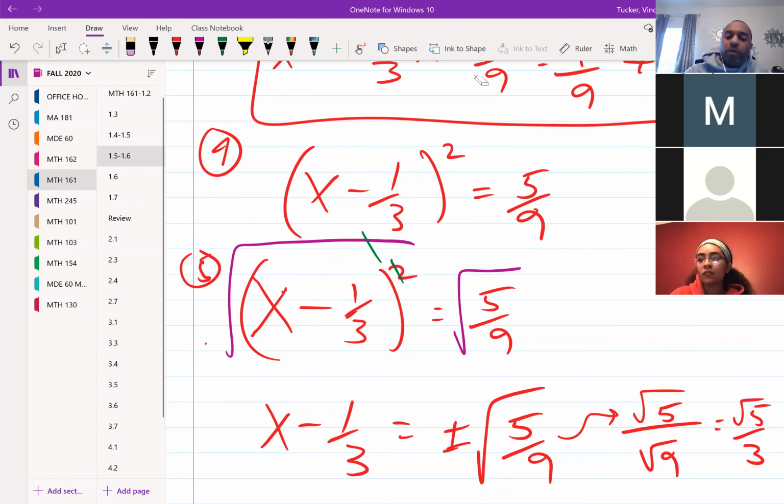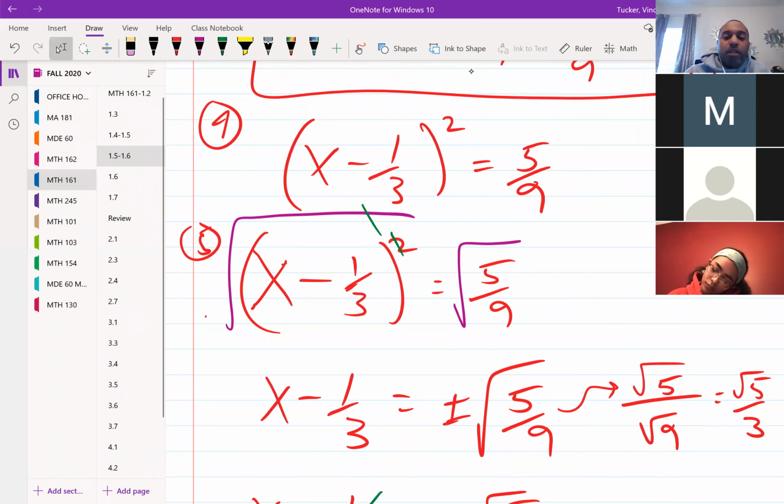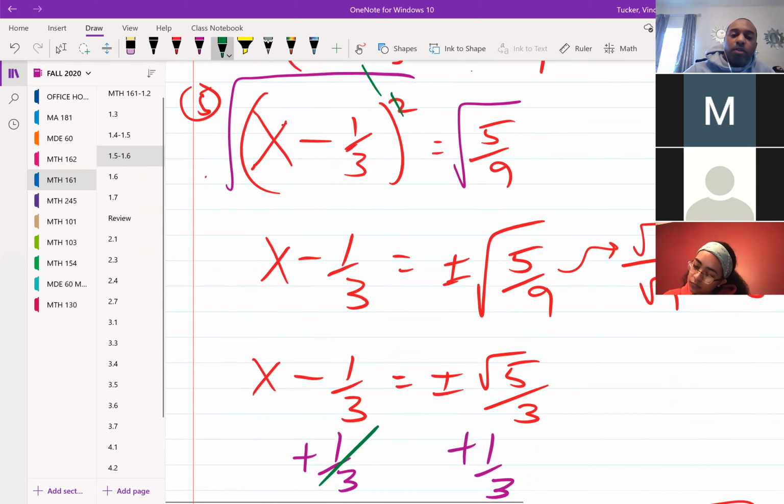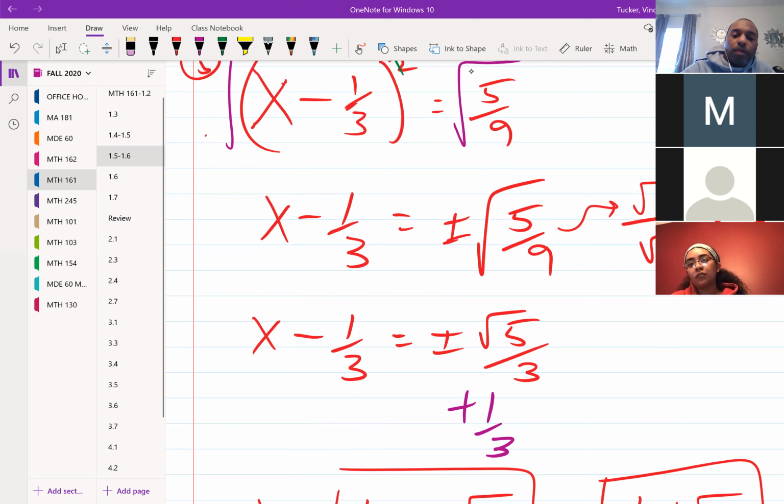So when you look at the square root of 5/9, you're going to simplify that. You would take the square root of both top and bottom individually. Square root of 5 can't reduce any without turning into a decimal, but the square root of 9 is 3. So we're looking at x minus 1/3 equal to plus or minus square root of 5/3.